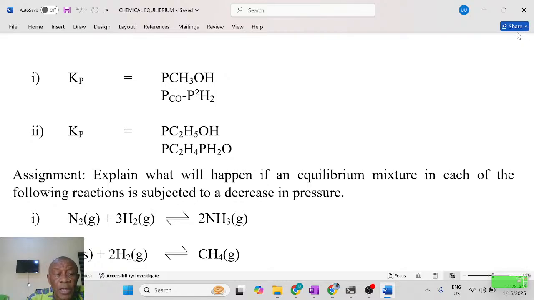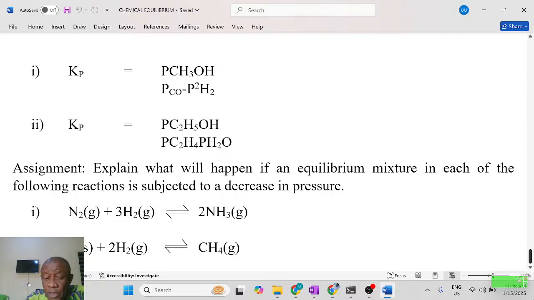So we have CH3OH, and then the pressures P of CO and P squared of H2. We see what is happening there. I expect each and every one of us to be familiar with the assignment, and to be sure that we understand what is happening.